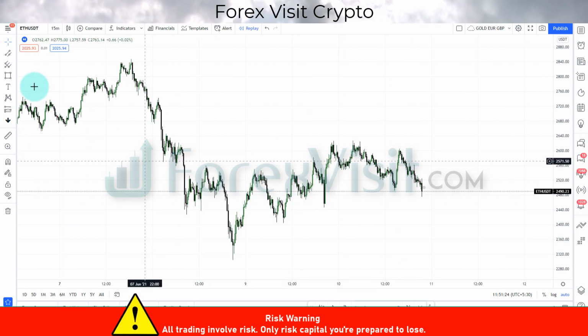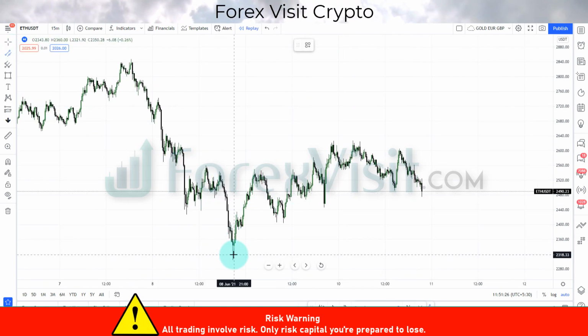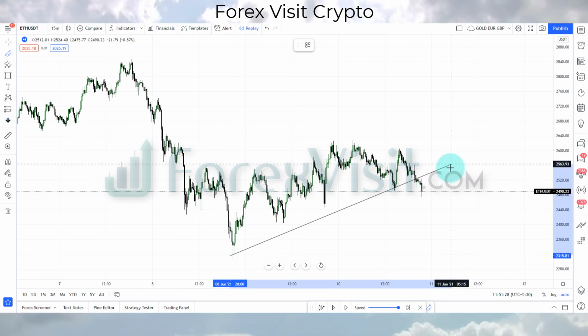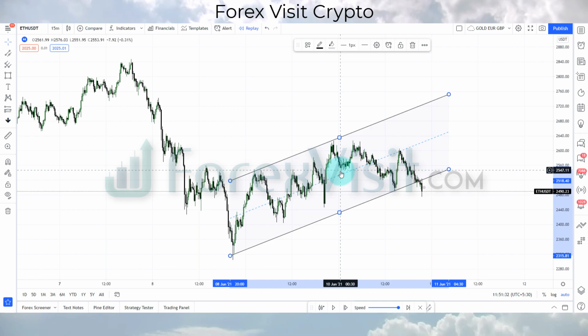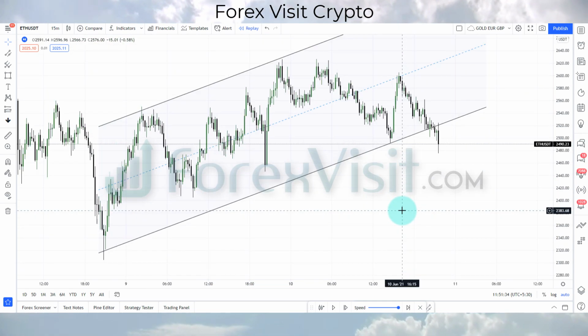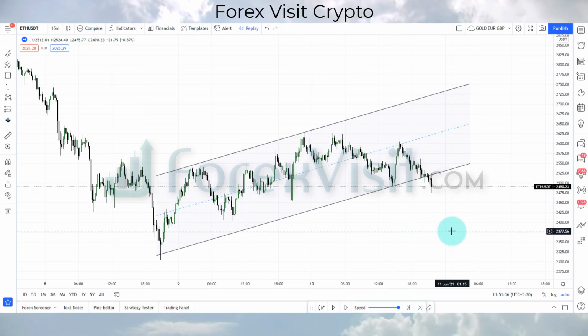So today I'm going to share an advanced price action trading strategy. To understand this strategy, we open the Ethereum Tether 5-minute time frame and draw parallel channels to understand market movements.